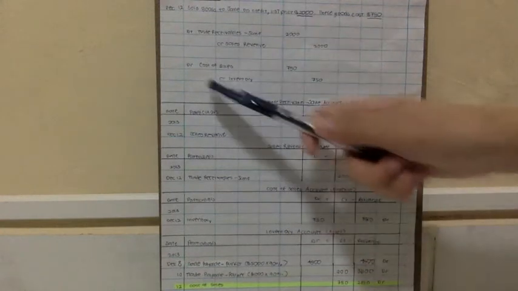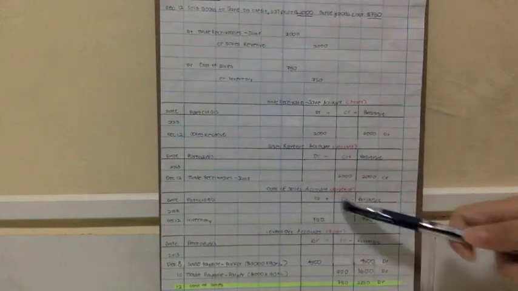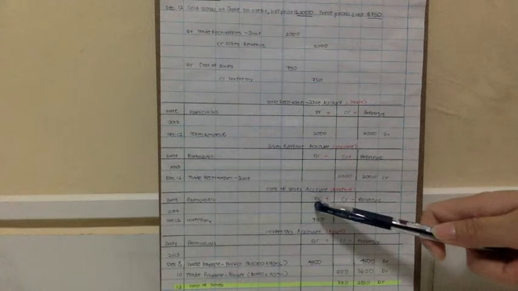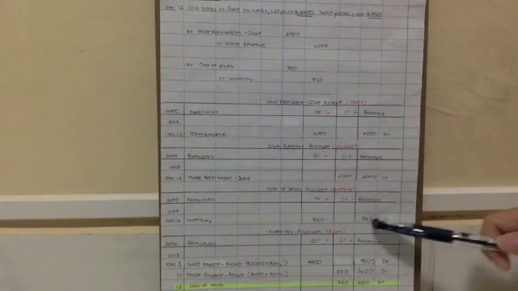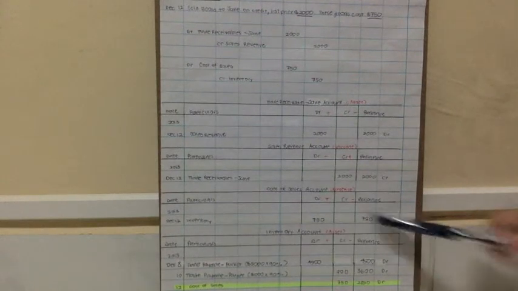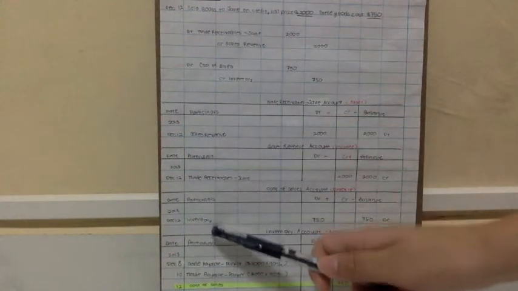Next we look at the cost of sales. Cost of sales increases, so it's a debit, $750. Your balance would then be 750 debit. The opposite of this cost of sales in this transaction is your inventory.